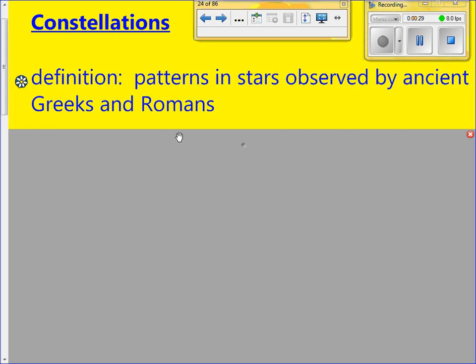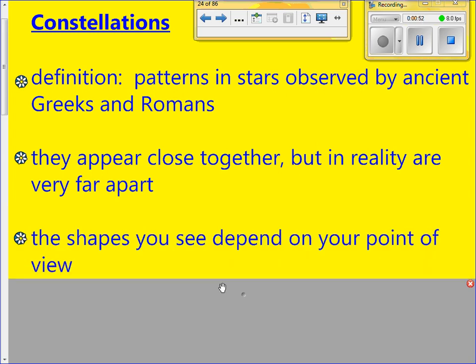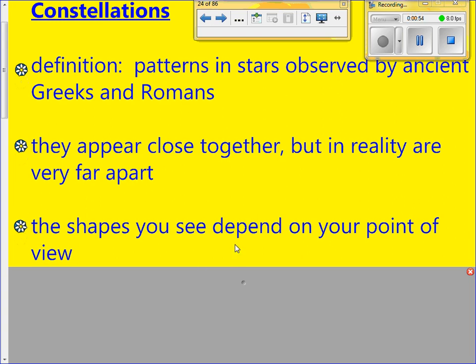They were huge storytellers. They loved to create stories, and they also were into all of the mythology. So they had constellations that kind of backed up their stories. In the sky, they obviously appear pretty close together. That's how we're able to group them into pictures, the Greeks and Romans were, but in reality, they're really very far apart. And the shapes you see depend on your point of view.